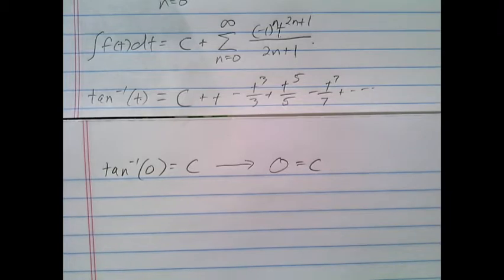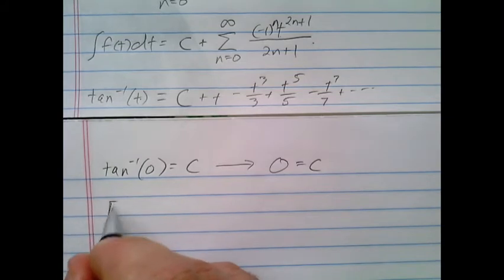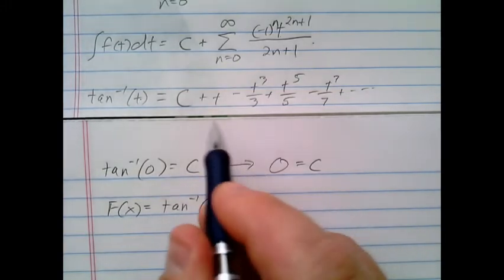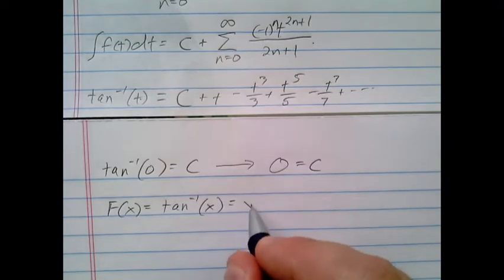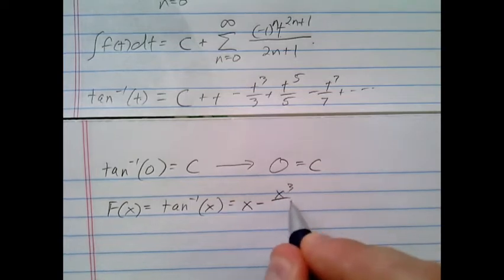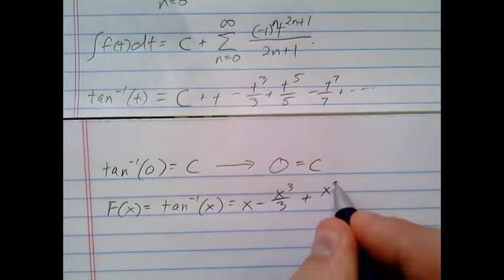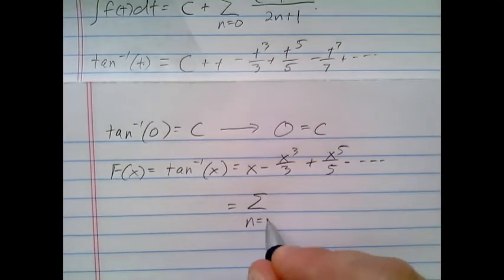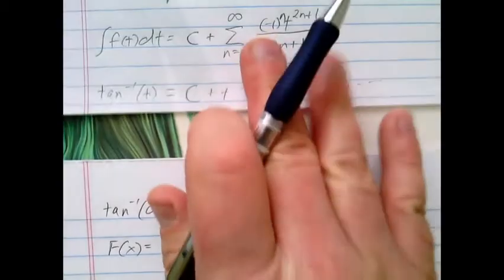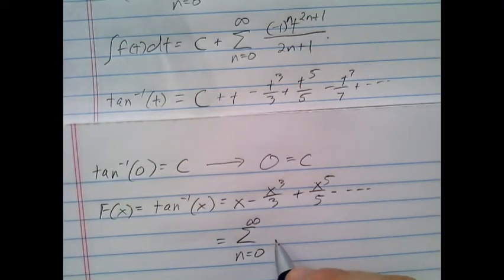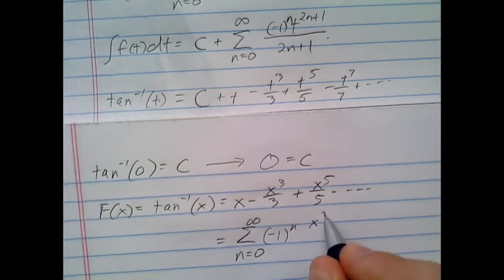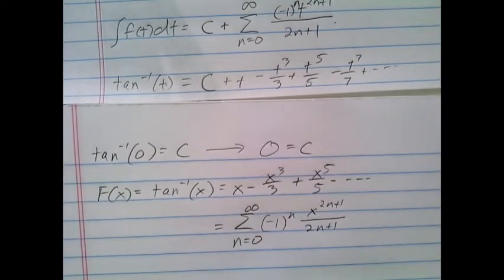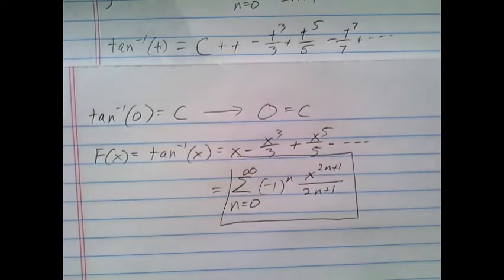So since 0 equals c, we can leave that off and say, all right, our final answer, big F of x, which is tan inverse of x, would just be the rest of these terms. So x minus x cubed over 3 plus x to the 5 over 5, and then so on. So of course that would be the series n goes from 0 to infinity, pretty much as we had it written up here, but with an x instead of a t. So negative 1 to the n times x to the 2n plus 1 divided by my 2n plus 1. Now, let me go back and briefly mention, so there's our answer. This is what the problem is looking for.